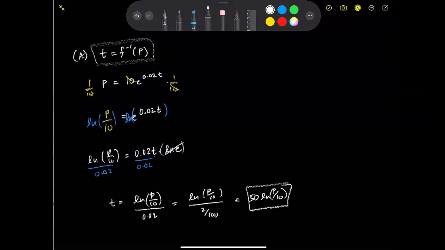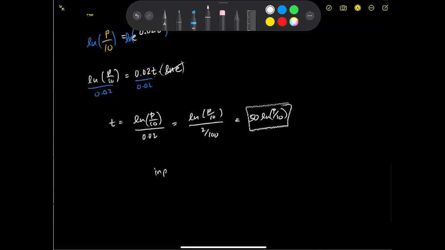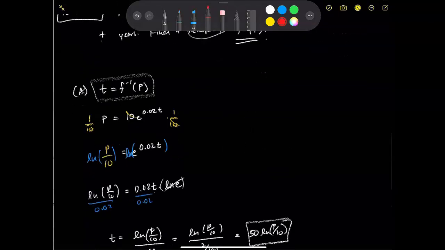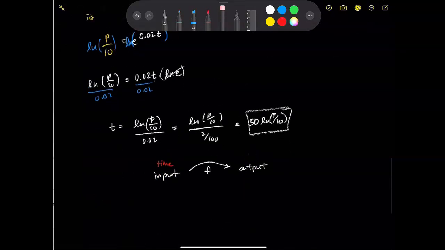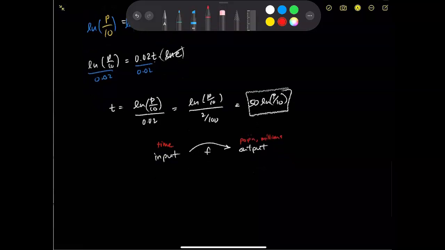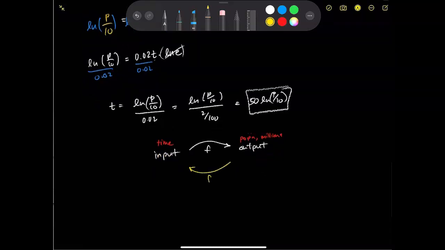Okay. So what did we do to find the inverse function? We switched input and output, right? F normally takes input and maps it to output. In our case, our input was time, and our output was what, the account balance? No, this is population, sorry. Population. In millions. So what F inverse is doing is it goes from the population as the input and gives us an output of time, right?